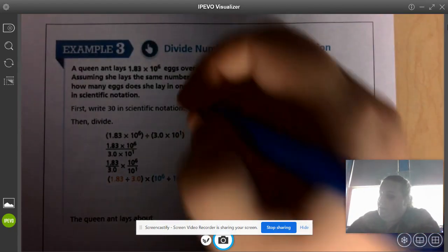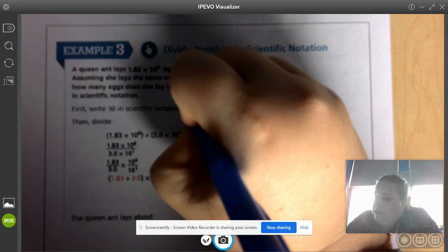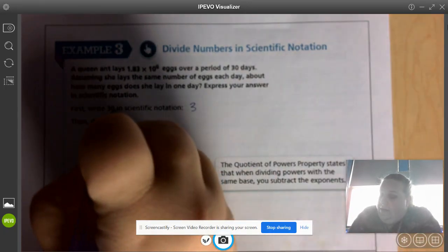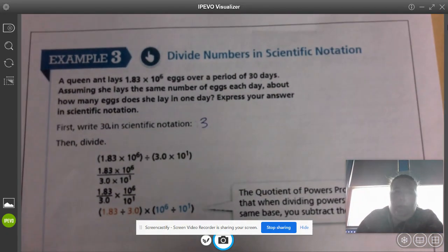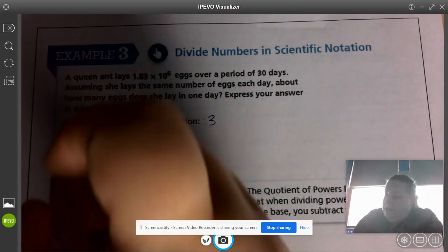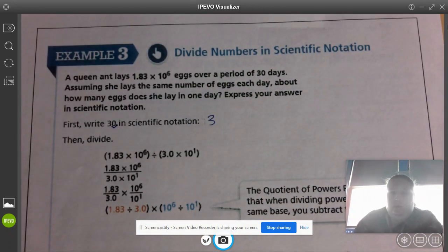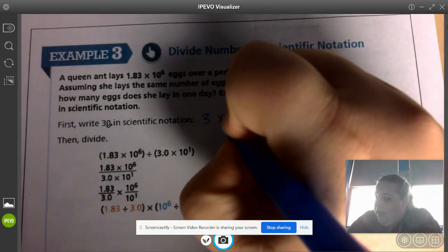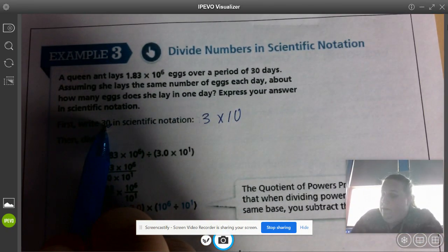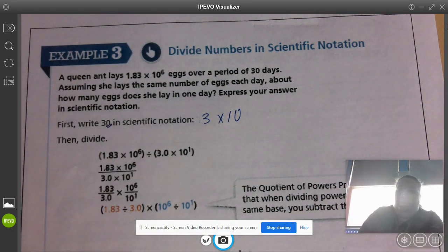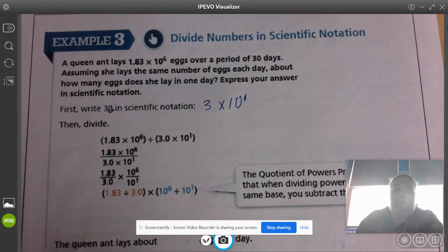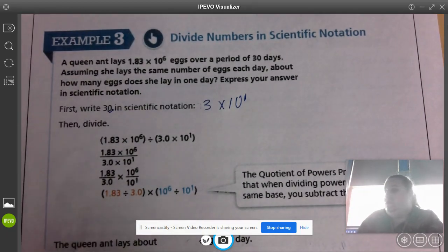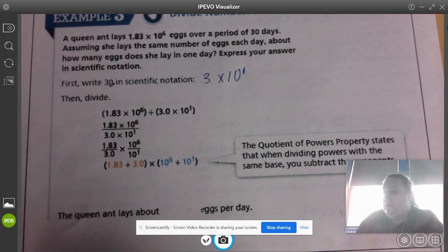So we know that first factor has to be between 1 and 10. So right now the decimal is after the 0. So we need it between the 3 and the 0. Okay. So it would just be 3 times 10. Now, to get from where we moved it to originally where it was, we'd have to move it one time. So to the power of 1.